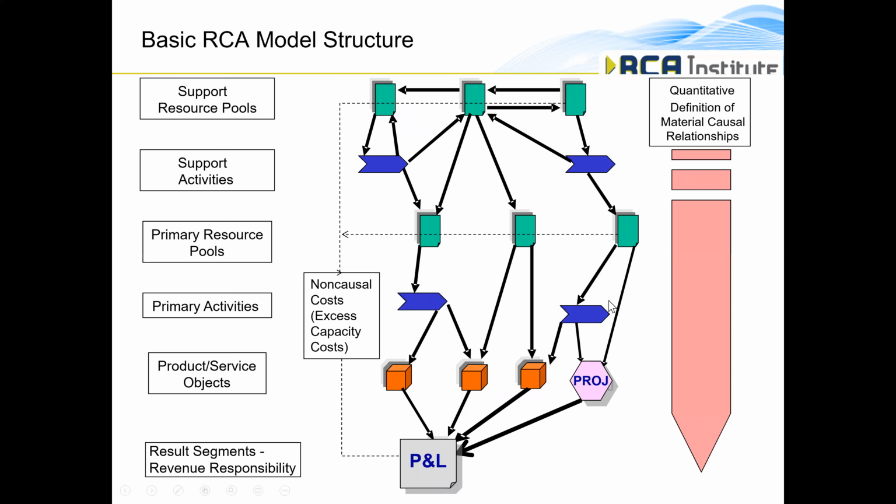So again, the purple arrows in this diagram are the business processes. And you can see not every resource pool uses a business process as part of the assignment logic. And using a business process actually complicates a model, but you have to weigh that when you model because it may provide valuable information.